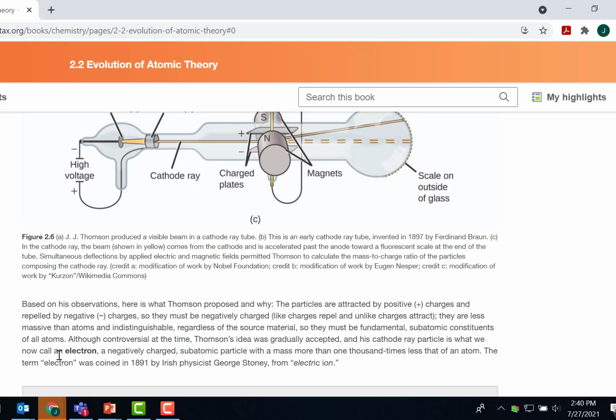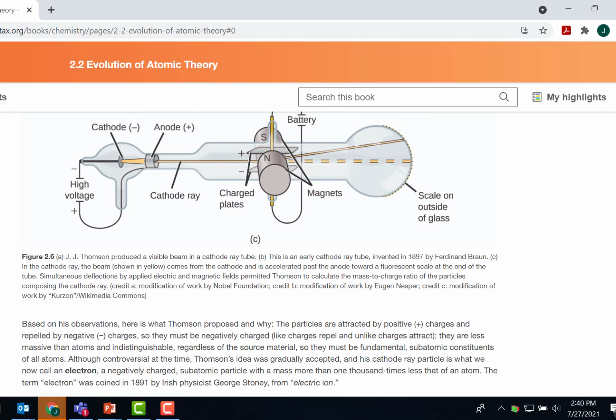We now call this an electron. Okay, so an electron has a negative charge. The idea that it has a negative charge is basically based on how the magnet bends it. We don't need to get into the details of that right now, but that's the idea. A negative charge is related to the way in which it's bent by the magnet.